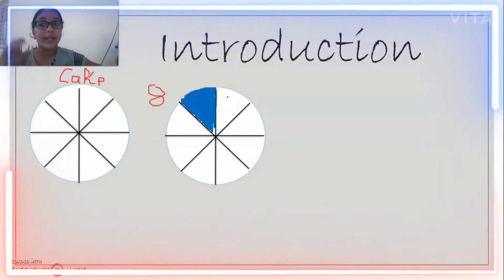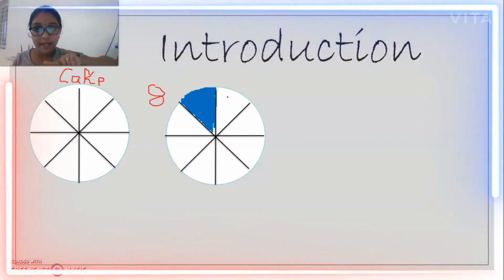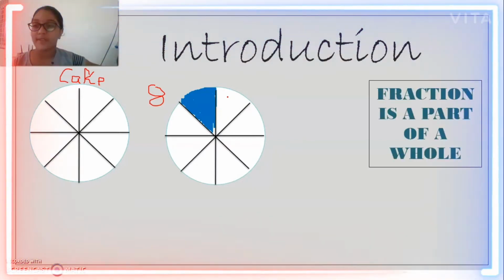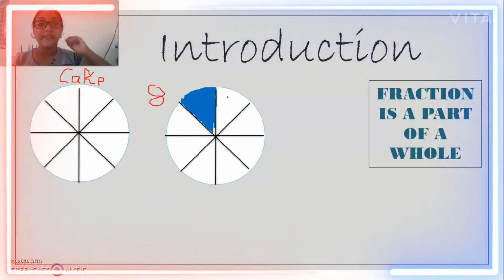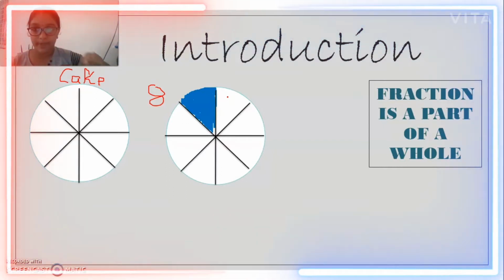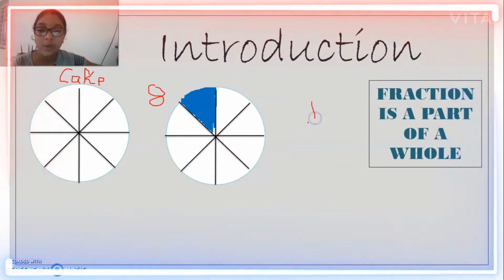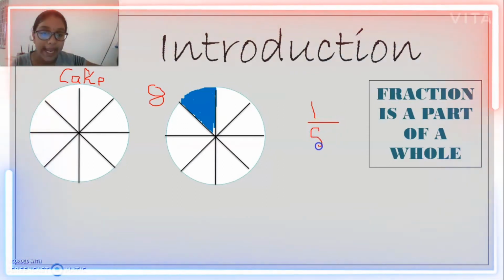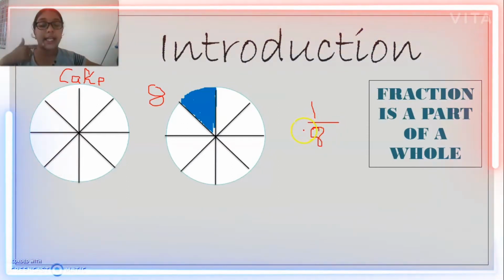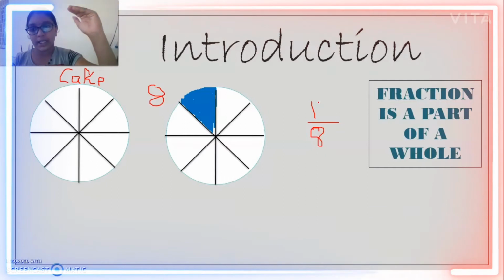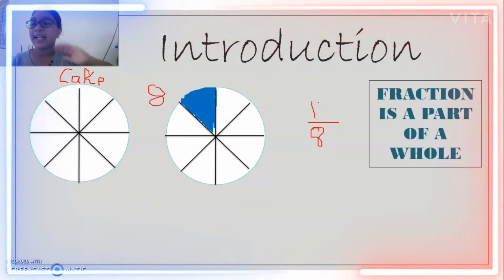Now if you take one part out of those 8 parts, it's known as a fraction. What is a fraction? Firstly, a fraction is a part of a whole. Now this whole contains 8 pieces, and if you take one part out of that, it is a part of a whole. You can represent that as 1 by 8, which means that 1 is taken out of 8. So the things that are taken out are always represented on the top.